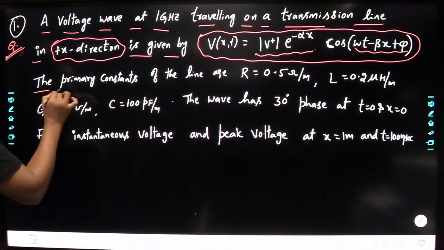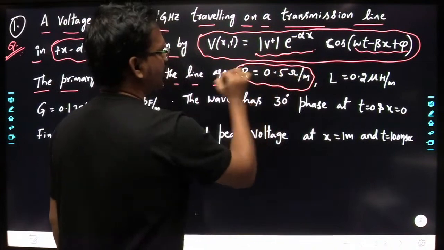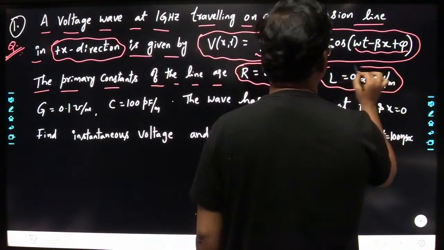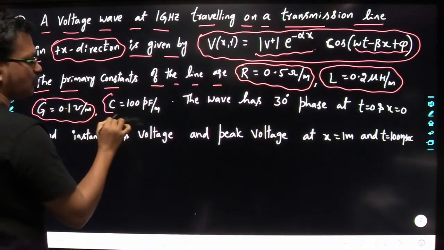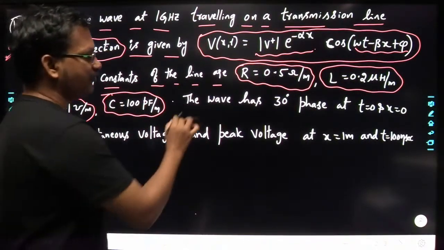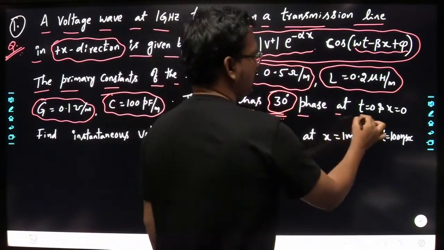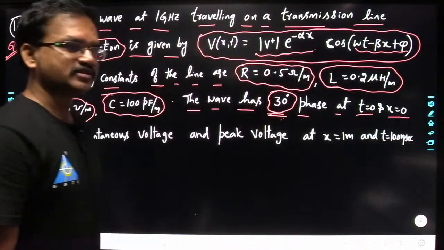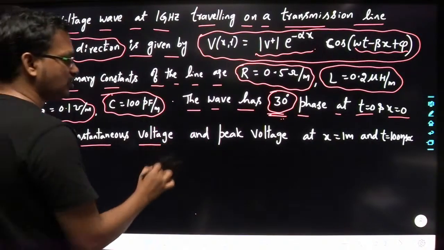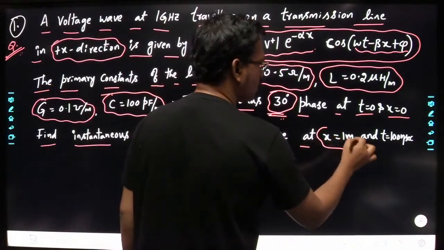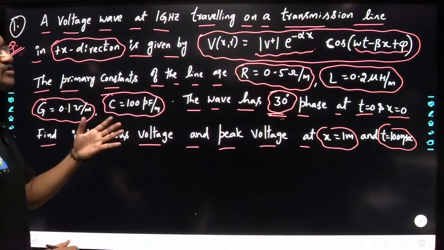Then they have given the primary constants of the line: R is equal to 0.5 ohm per meter, L is equal to 0.2 microhenry per meter, G equal to 0.1 mho per meter, and C equal to 100 picofarad per meter. The wave has a 30 degrees phase at t equal to 0 and x equal to 0. Find the instantaneous voltage and peak voltage at x equal to 1 meter and t equal to 100 nanoseconds. So this is the question they have given here.